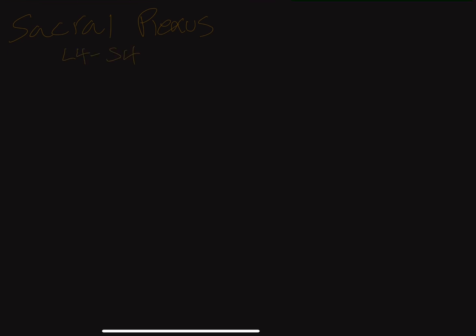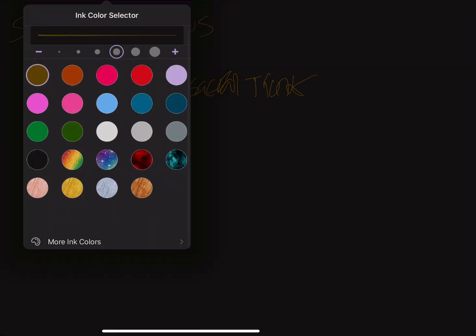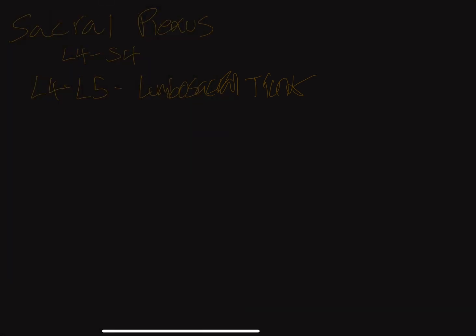We already know from the lumbar plexus that L4 to L5 is your lumbosacral trunk. And this is how I remember it. Let's start at the very beginning with L4, and they come in threes. So L4 to S1: L4, L5, S1.